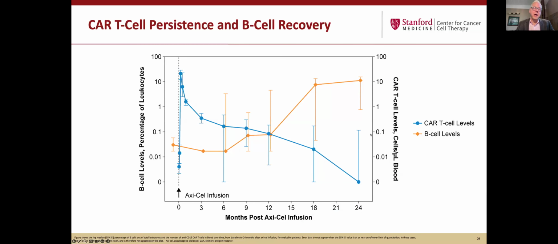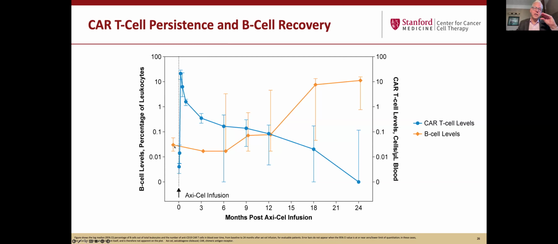People ask me all the time, what is the persistence of the CAR? Here's the data from ZUMA-7 showing in blue how the CAR T cells peak 7 days after infusion and then over the next year come down, but are still detectable all the way out through 2 years in this analysis. You see very wide error bars here, meaning there's a very heterogeneous removal of the CAR T cells.